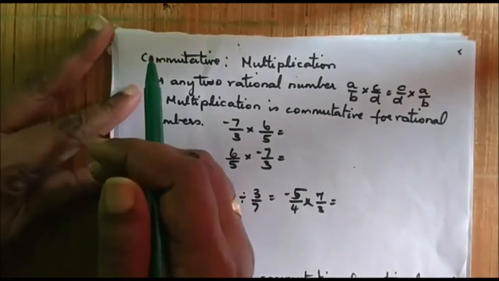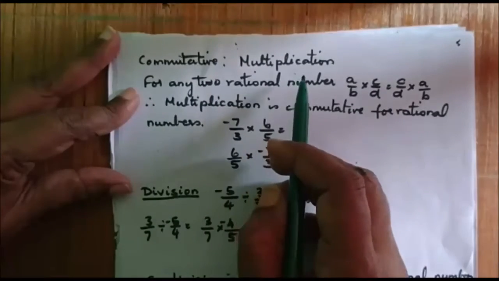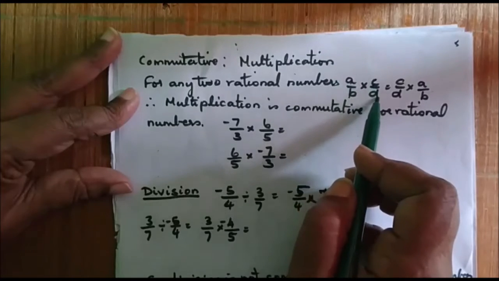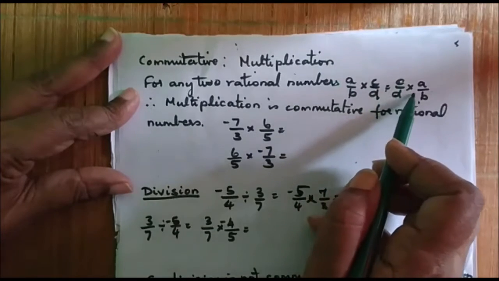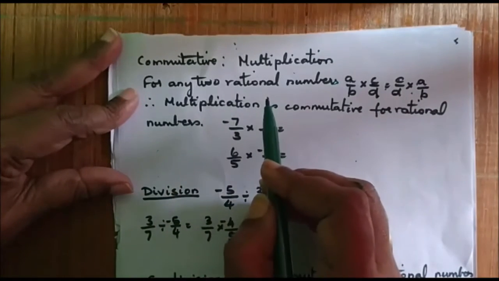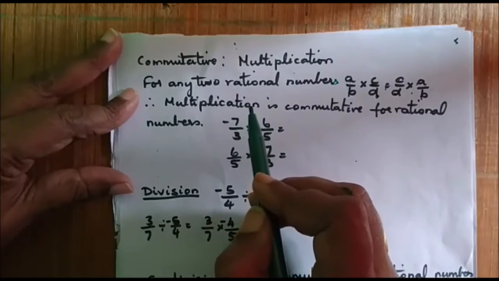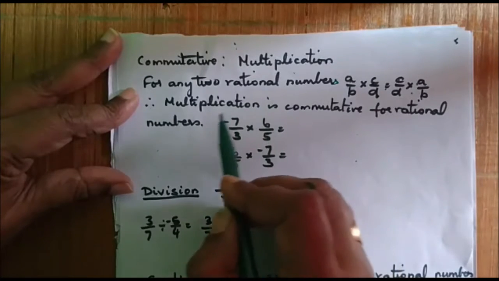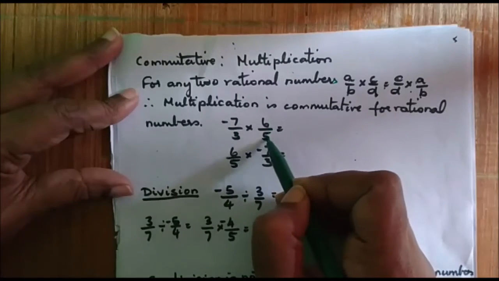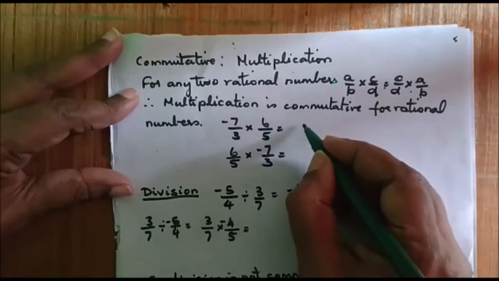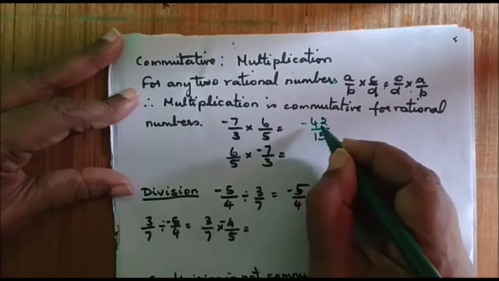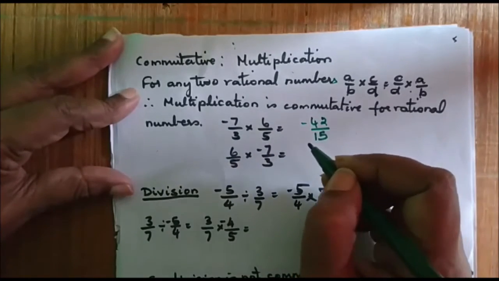Okay. Now let us take commutativity for multiplication. For any two rational numbers, a by b into c by d is equal to c by d into a by b. What it tells us is that if we change the order of the multiplication between two numbers, the answer will remain the same. Now let us check it in this case. Minus 7 by 3 into 6 by 5. Let us multiply the numerators. It is minus 42. Then let us multiply the denominators. It is 15. So minus 42 by 15 is the answer.